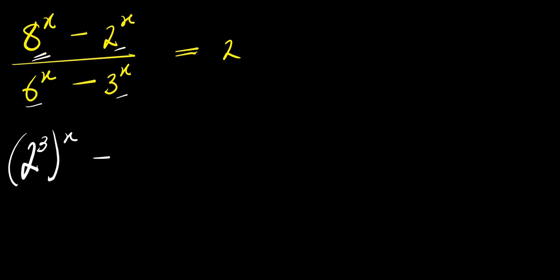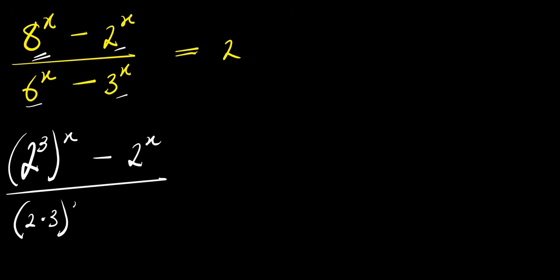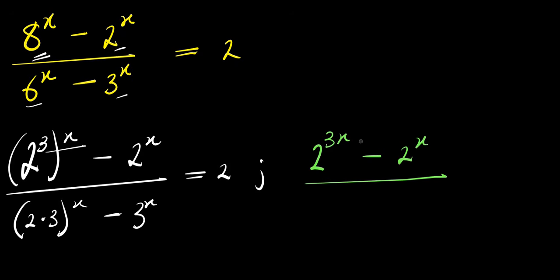This is 8 power x minus 2 power x divided by 6. I can express 6 as 2 times 3, raised to the power of x, minus 3 power x, and this equals 2. So from here, I can multiply this exponent, and I will have 2 power 3x minus 2 power x divided by, I can distribute this x to each of the terms here, and this is 2 power x times 3 power x minus 3 power x, and this equals 2.